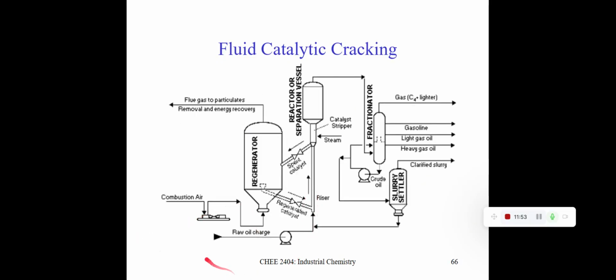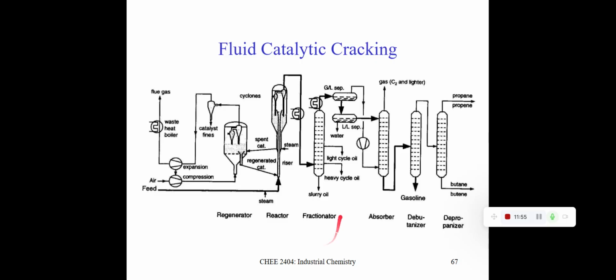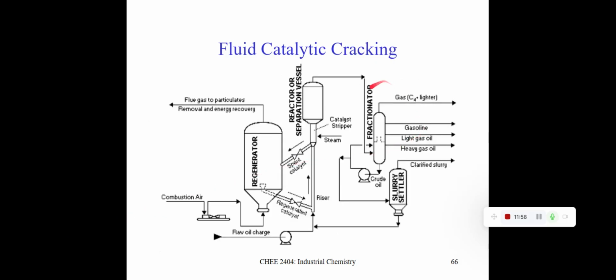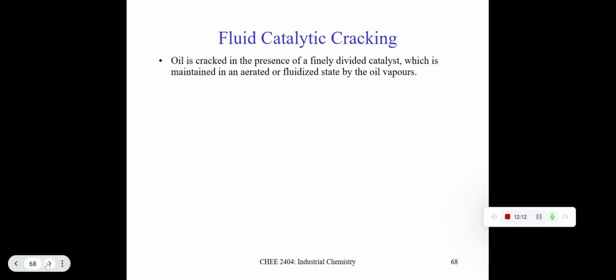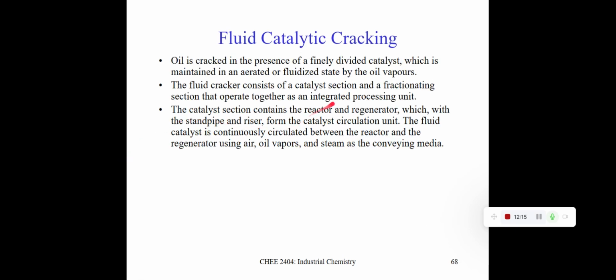the catalyst section is this one, and the fractionating section is this one. In the catalyst section we have the reactor and regenerator, and in the fractionator we have only the fractionator. So the catalyst section contains the reactor and regenerator with the riser. From the catalyst circulation unit, the fluid catalyst is continuously circulated between the reactor and the regenerator using oil vapors and steam as a conveying media.